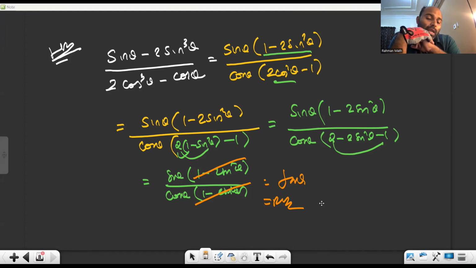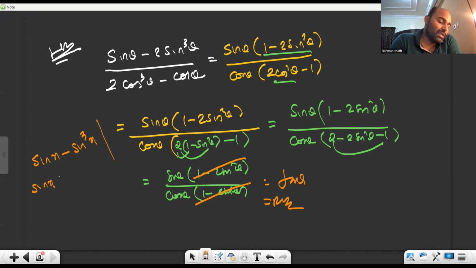When you took sin common, shouldn't it be 1 minus sin square? No, there is a 2 there. No, common term cube is there. Sin x minus sin cube x, for example. When you are taking sin x outside, 1 minus sin square x will be there, nothing will happen. That is addition. For a common term, the power only will come down.